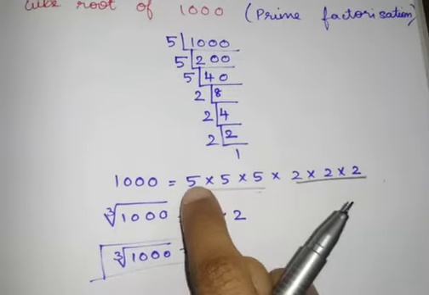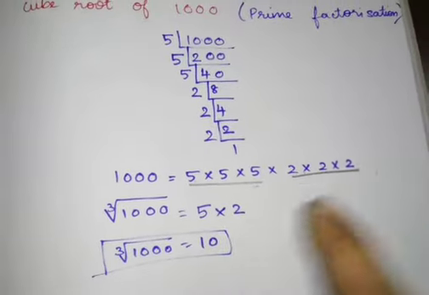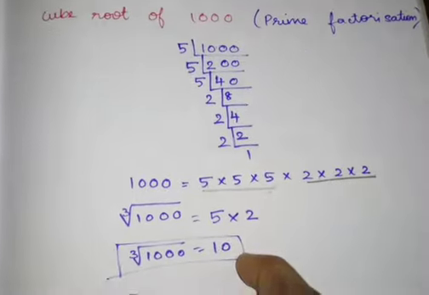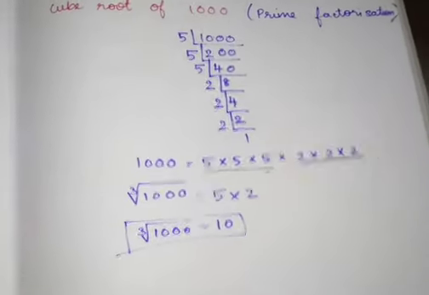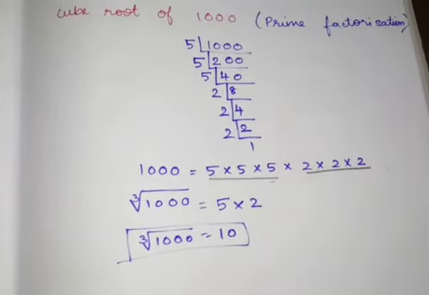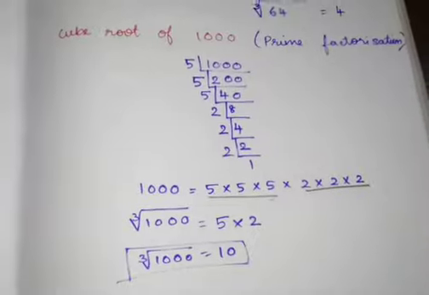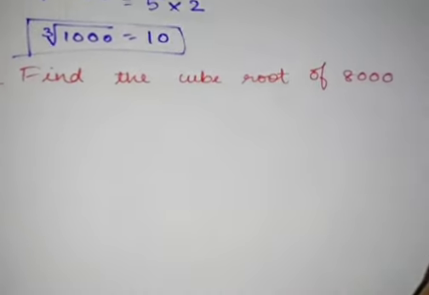Instead of these 3 5s, I'll write only one 5. Instead of these 3 2s, I'll write only one 2. Then I'll multiply those 2 numbers. So I'll find the cube root as usual, the same way you have done in square root with prime factorization. We are supposed to do the same here for the prime factorization method for cube root. Understood? Example number 6.